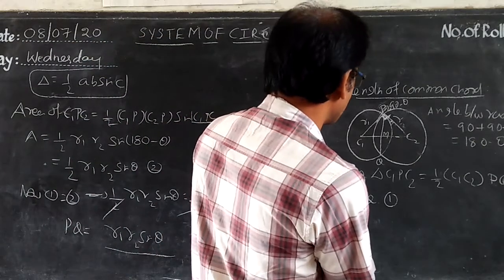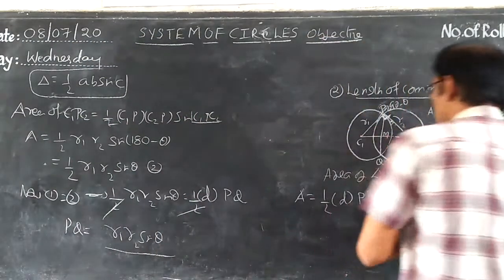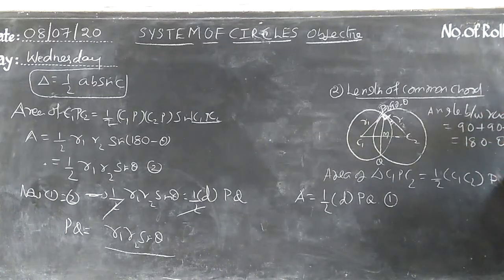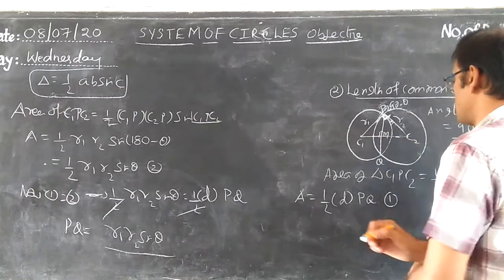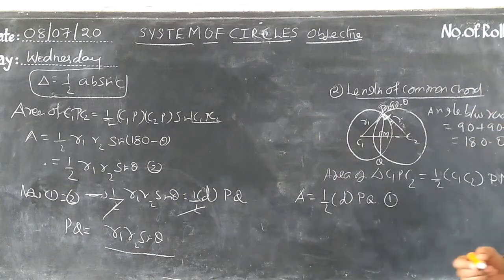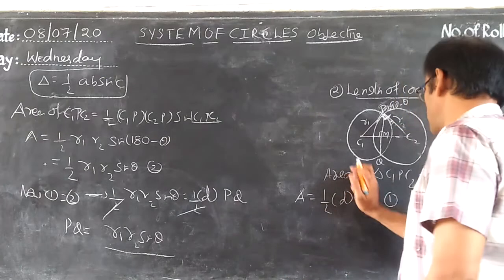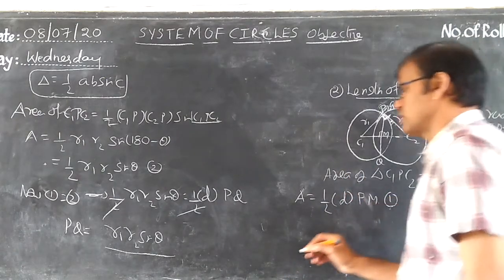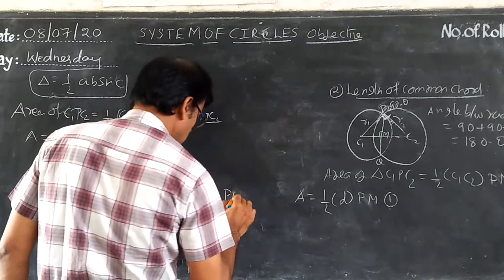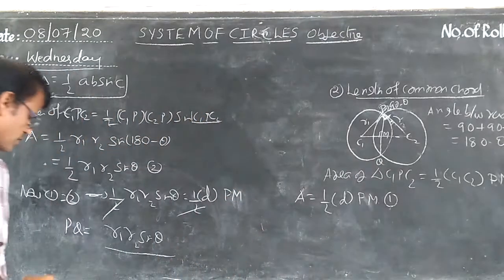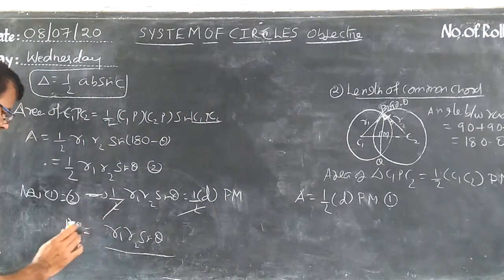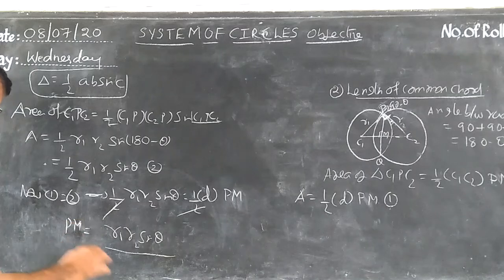Here H does not mean the full height; it is only half, not big. Here only PM is the height of this small triangle. So PQ becomes 2 PM. It is better to write PM. So we can take PQ is equal to 2 PM, and PM is equal to R1 R2 sine theta by D.